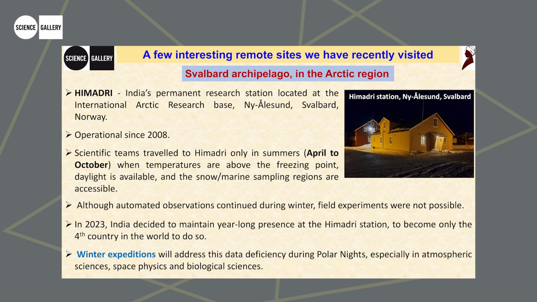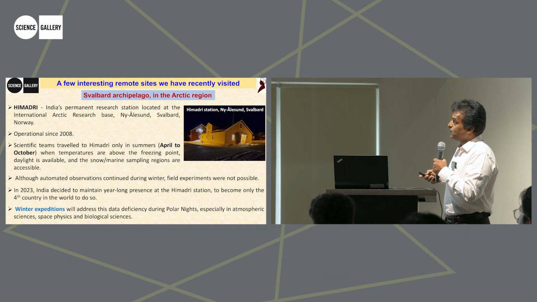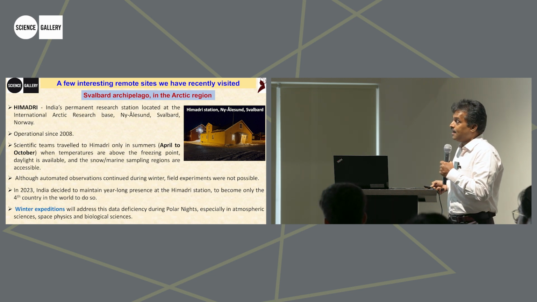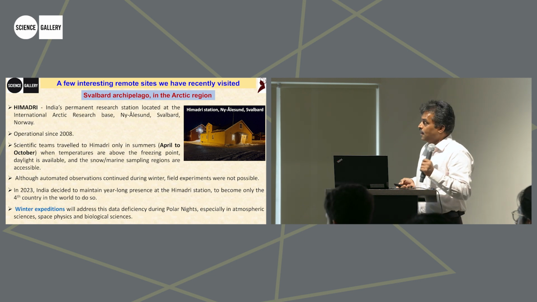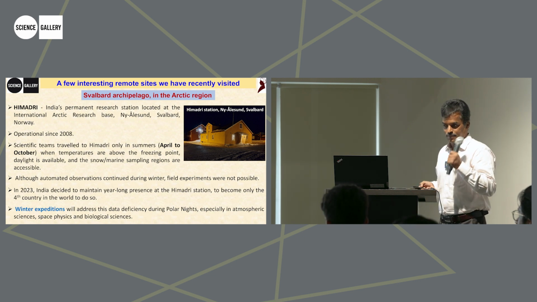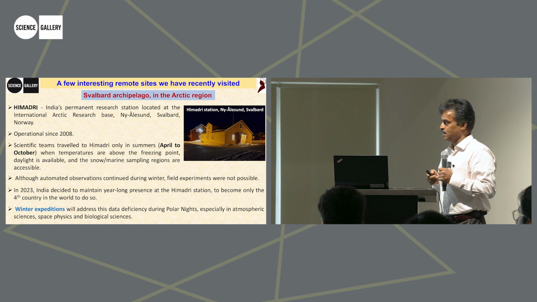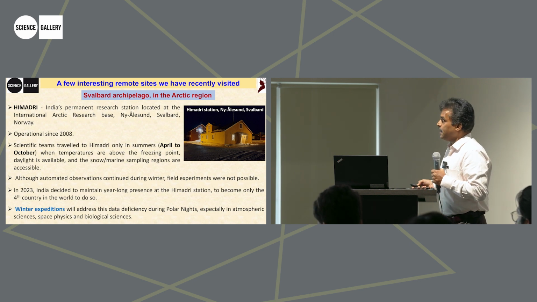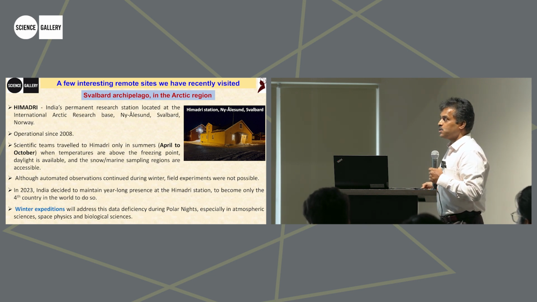So slightly more about Himadri. Because we have this Himadri station, we could go there and have a base. It is India's permanent research station located in Ny-Ålesund, Svalbard. It has been operational since 2008, and scientific teams have traveled to Himadri only in summers. That was till the end of last year, about December 2023, only April onwards. That is because daylight was available during summers, and temperatures were above freezing point, so people could go out and do their field experiments. Although automated observations continued during winter, field experiments were not possible.